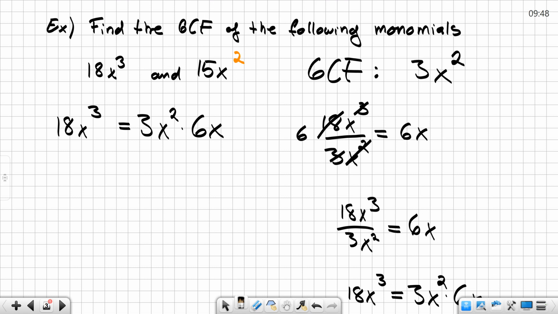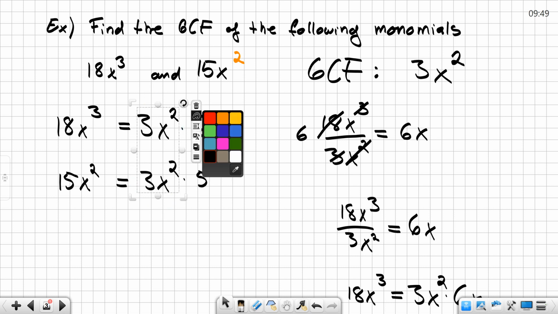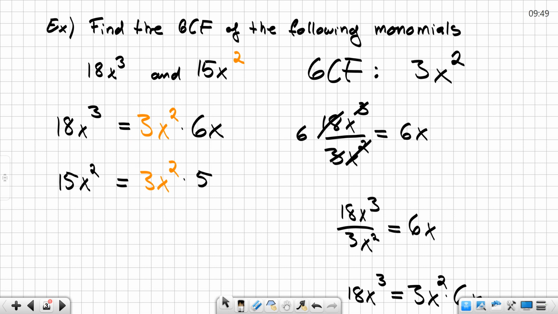So if I do the same thing with 15x squared, then I can take 15x squared and I can rewrite this as 3x squared multiplied by 5. And we see 3x squared is the greatest common factor that both of these expressions had, these two right here.